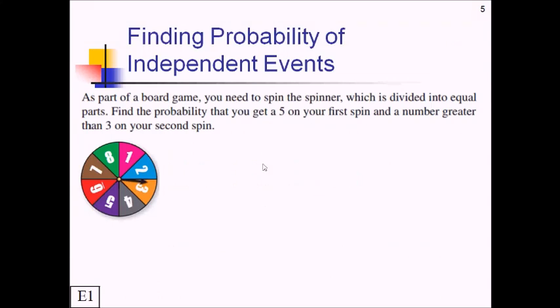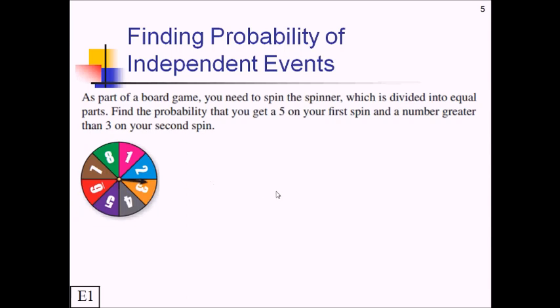Let's go ahead and take independent probability for a test drive. Let's say we have a spinner for some board game, and we want to find the probability that we get a 5 on the first spin, followed by a number greater than 3 on the second spin. What is that probability going to be?